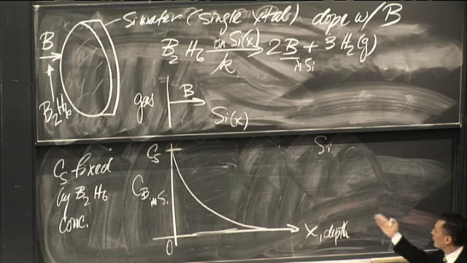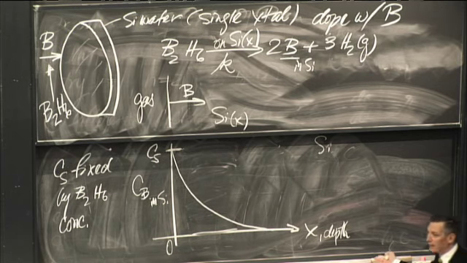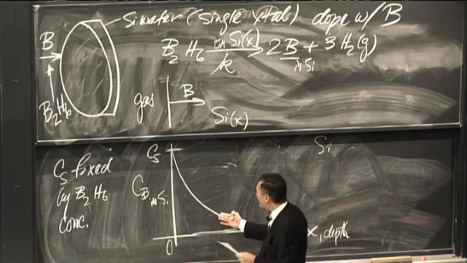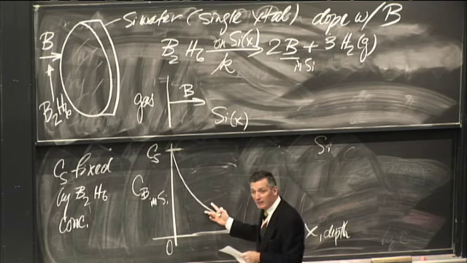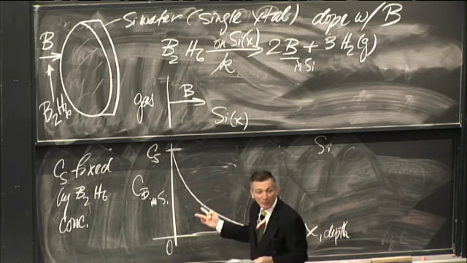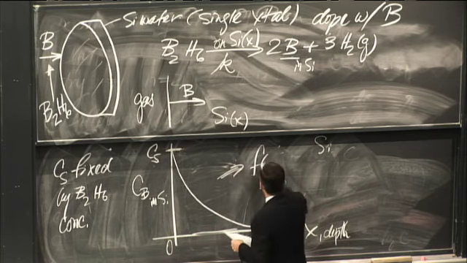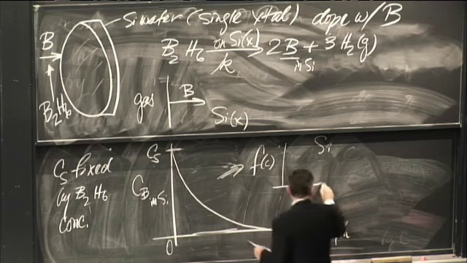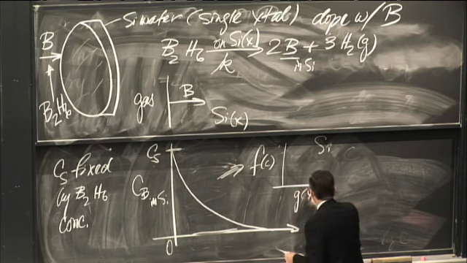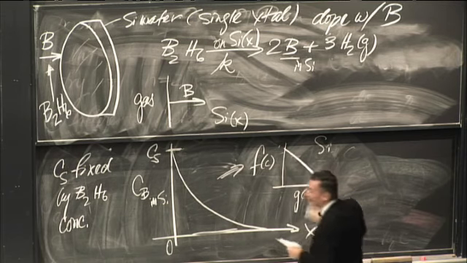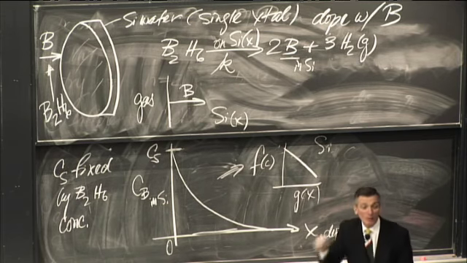So now, what's the question? The question is, what's the functionality of this? Is this 1 over c? Is this log c? Is this some other function of c? I want to map this into some f of c versus g of x so that I can get a straight line. Why do I want a straight line? Because I want to be quantitative.